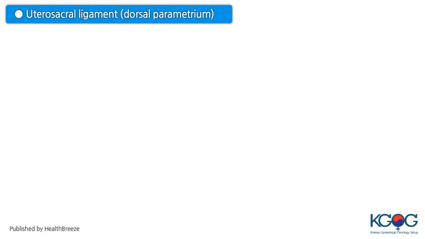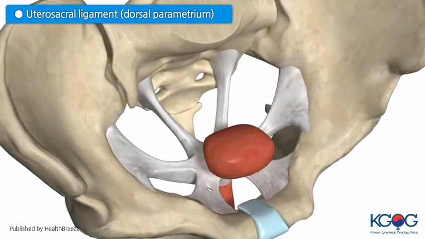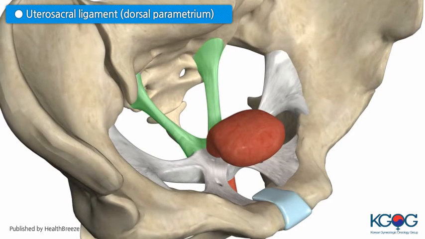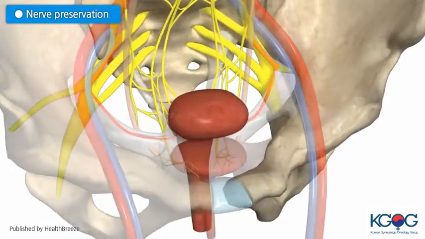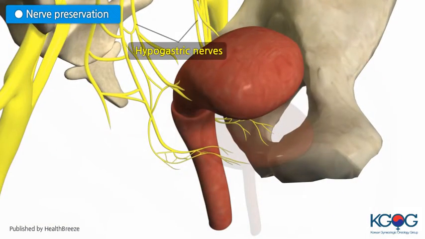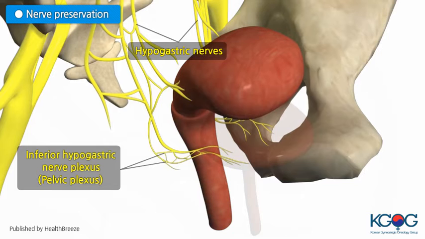Uterosacral ligament. Fibrous tissue and non-striated muscular fibers that are attached to the front of the sacrum and travel from the uterus to the anterior aspect of the sacrum. Nerve preservation. Identification of the hypogastric nerves and the inferior hypogastric nerve plexus and its bladder branches, allowing resection of oncologically relevant paracervical structures while preserving the sympathetic and parasympathetic innervations of pelvic organs.